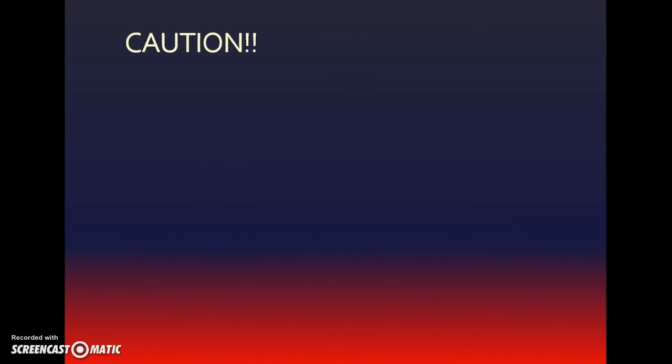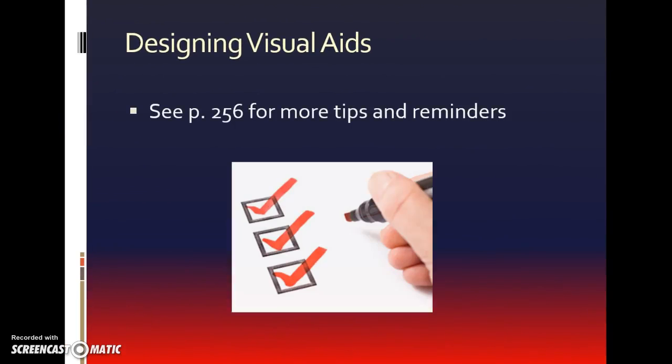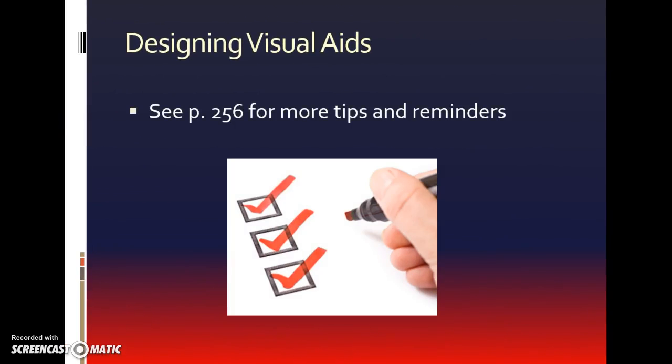Things to be careful about, or really the most important thing to be careful about, is that your presentation is not the presentational aid. So for example, if you're using PowerPoint, PowerPoint is simply a tool you are using in order to enhance the presentation. It does not become the presentation. You still want the audience looking at you and not only at your slides or your pictures. As you're developing your visual aid, be sure to check out page 256 in your textbook. There is a checklist of do's and don'ts, and it can be very helpful as you are preparing for your demonstration speech.